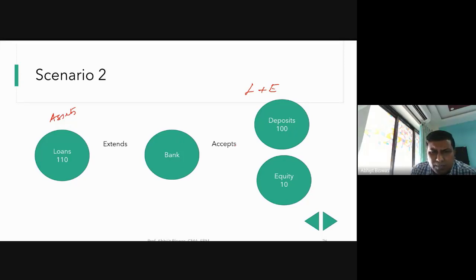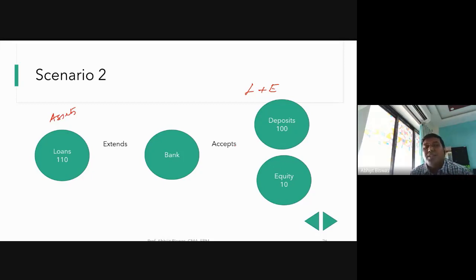But what is the problem with this model? The problem with this model is, can you lend the whole amount of capital and liabilities that you have got? Is it possible for a bank? The bank has got total debt plus equity of 110 and it has lent all 110. Is it really possible? It is not possible.